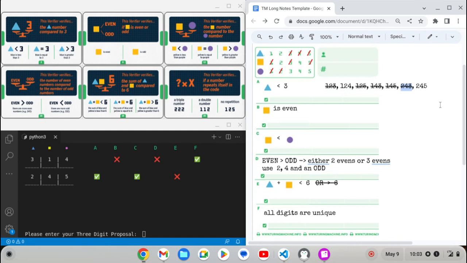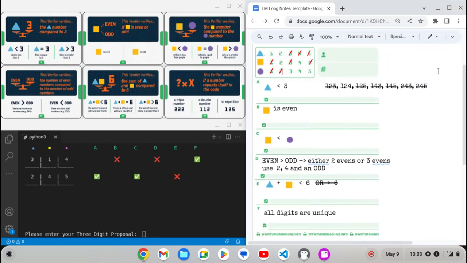Triangle, both of them are less than 3. The middle digit is even. The square is smaller. The middle number is smaller than the third number. That's also true. Both of them have an even. And 2, 4, 5 is equal to 6, which we concluded earlier, or the Turing machine replied that no. So it looks like we're down to just that one possibility.